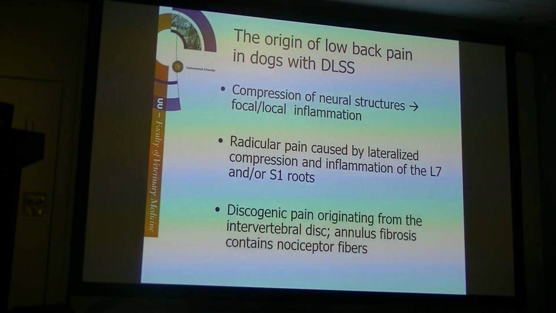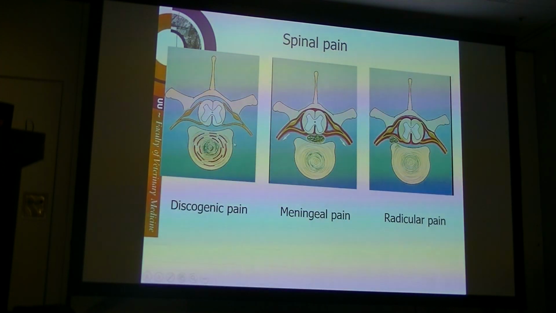The diagnosis in humans of discogenic pain is also not so easy. So traditionally we have looked at the origin of low back pain from the disc, difficult to diagnose, or from compression. If we have something compressing on the neural structures, it may get inflamed, that will cause pain, and especially if it affects a root that goes to the hind limb or even to the forelimb.